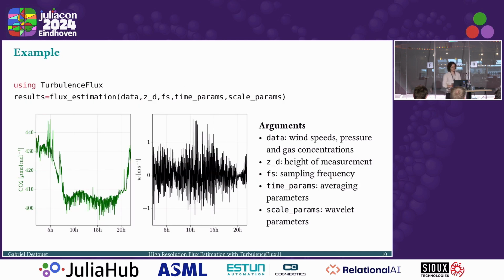So let's start with an example. I have some data, a data frame with wind velocities, pressure, gas concentration. I have my height of measurement and the sampling frequency. I only have two kinds of parameters: how I average over samples, and the wavelet parameters. So here is the gas concentration, and here the vertical velocity.